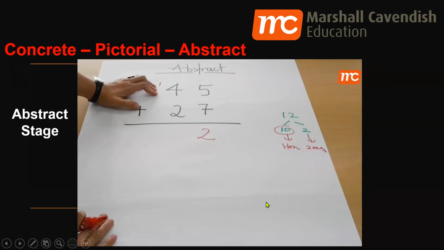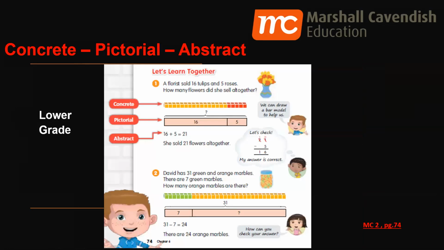So the book actually tells you exactly what is the right vocabulary to use, so that it's consistent with the actions. For example, I regroup the 10 ones into 1 ten. So the same thing, I regroup 10 ones into 1 ten, so it goes into the tens column. So this is what the CPA approach is all about at the different stages.